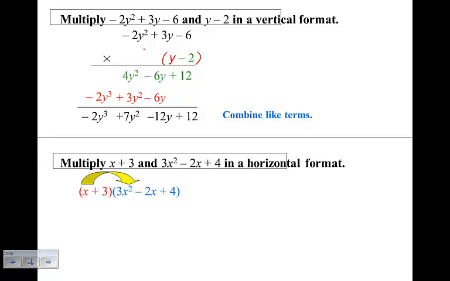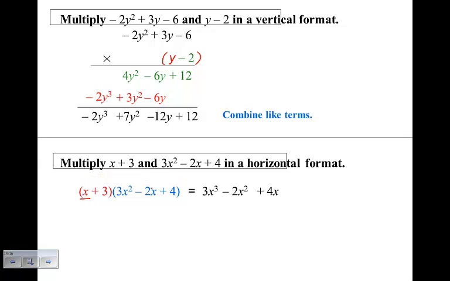So, here's our horizontal format. Again, we're going to take this x, and we're going to multiply this x into everything first. Okay? So we get x times 3x squared, which is going to be 3x cubed. Then we get x times negative 2x, which will give us negative 2x squared. Then we're going to take x times 4 and get 4x.